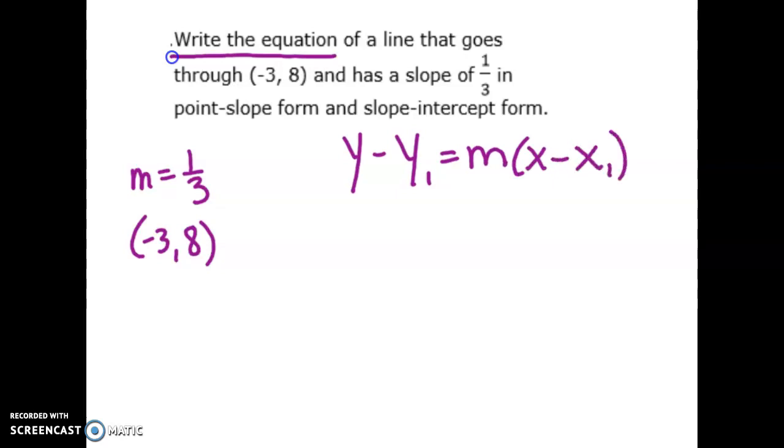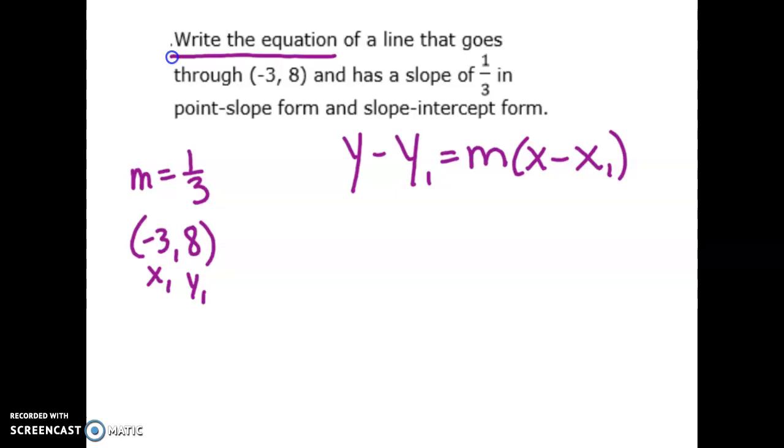Okay, so we know that m is the slope, so we can replace m with 1/3, and then we need to label our point x1 and y1 so that we know that x1 gets replaced with -3, and y1 gets replaced with 8. Okay, so once you plug them into the formula, then you have found point slope formula.